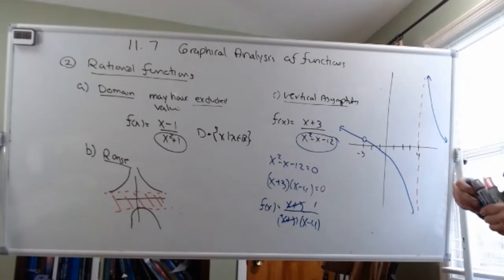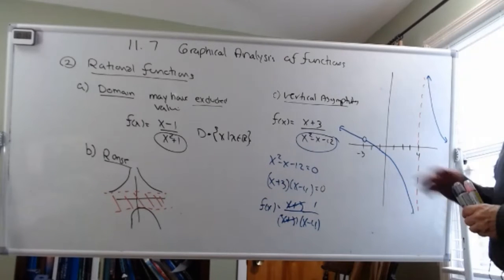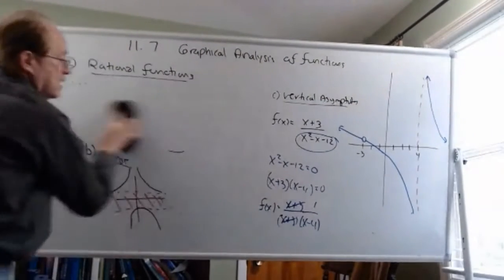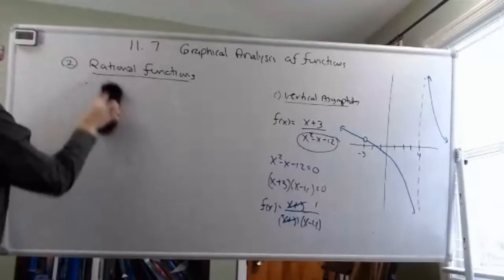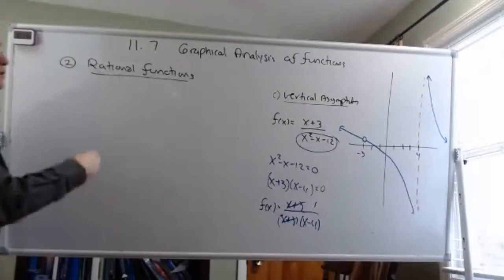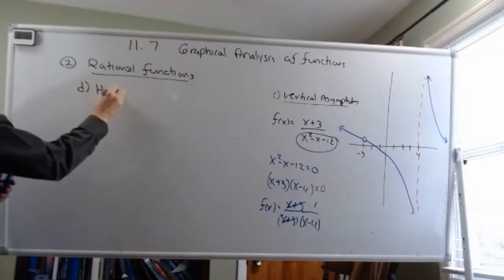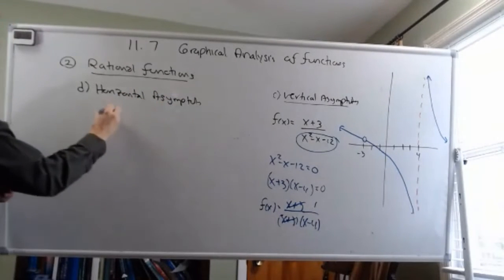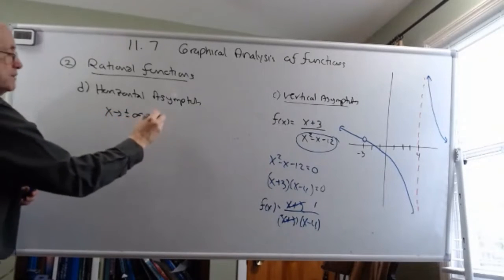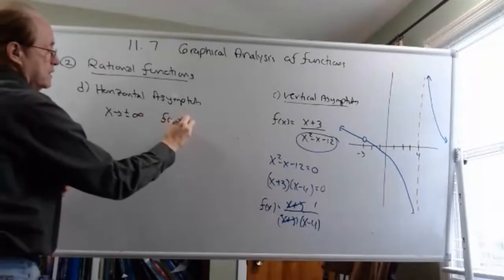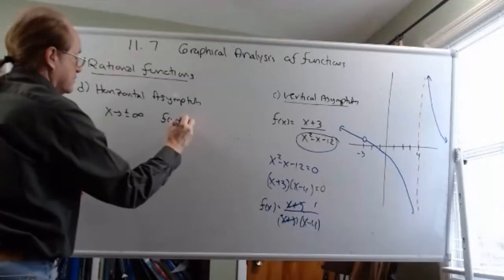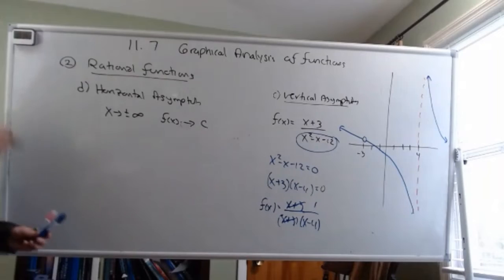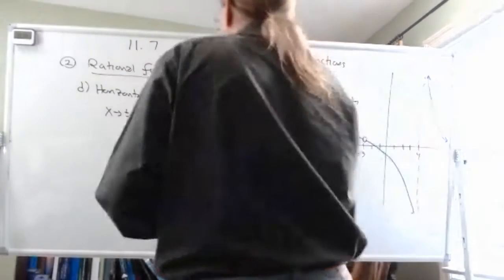So rational functions are a lot more complicated to analyze. In addition to the vertical asymptotes, we also have to deal with potential horizontal asymptotes. So what we have is vertical, and then we also have horizontal asymptotes. So we let x go to either plus or minus infinity, and we see f of x go to some constant value. Could be 0, could be plus 1, 10, negative 6, something like that.